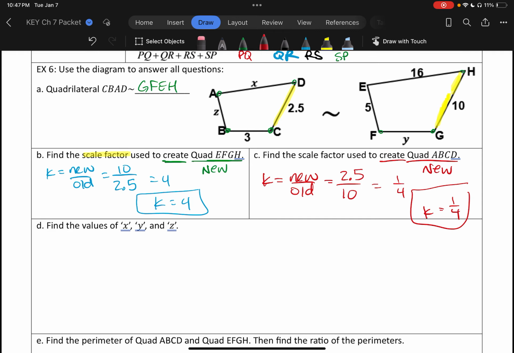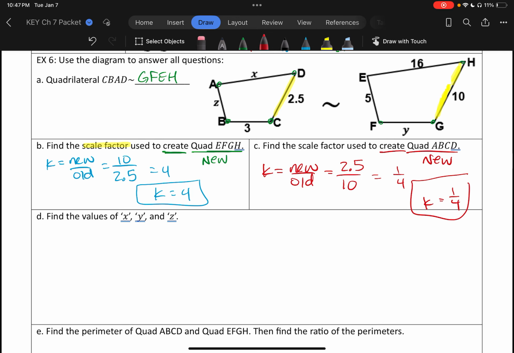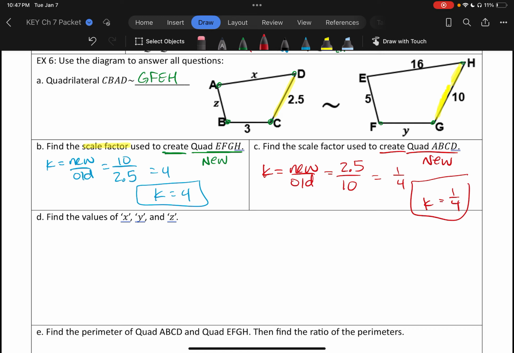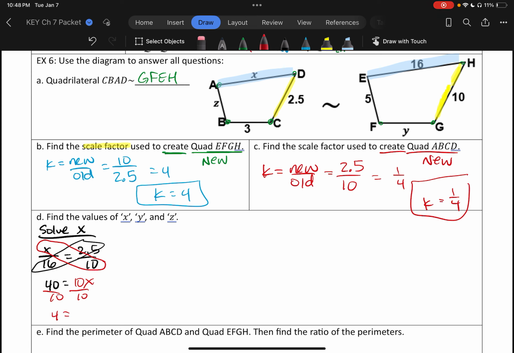Now, we learned in the last problem how to find these missing pieces. Part D says find the values of x, y, and z. If I want to find x, x here corresponds to 16. So if I write this as a ratio to solve for x, the ratio would be x over 16, blue over blue, is equal to 2.5 over 10. If I cross multiply, 2.5 times 16 gives us 40. 40 is equal to 10 times x, which is 10x. Divide both sides by 10, and you get that 4 is equal to x.